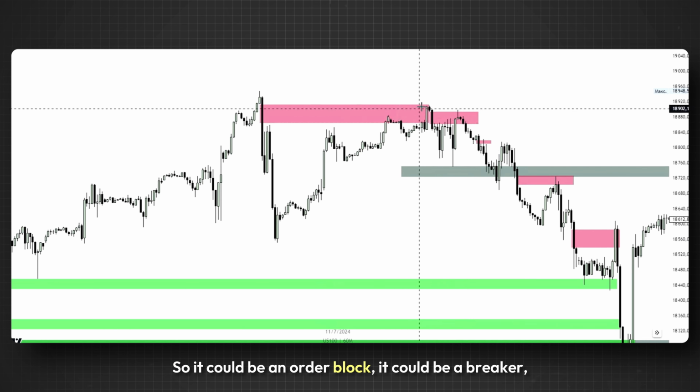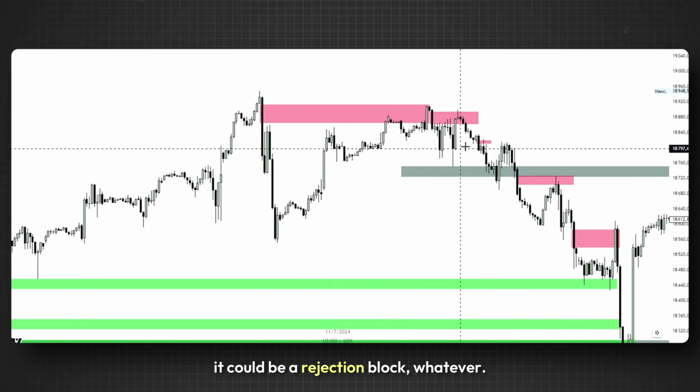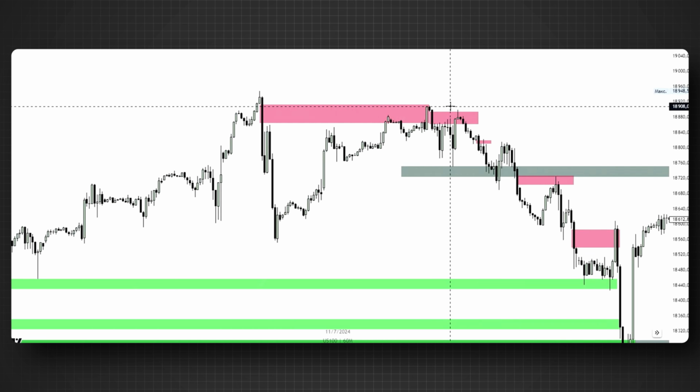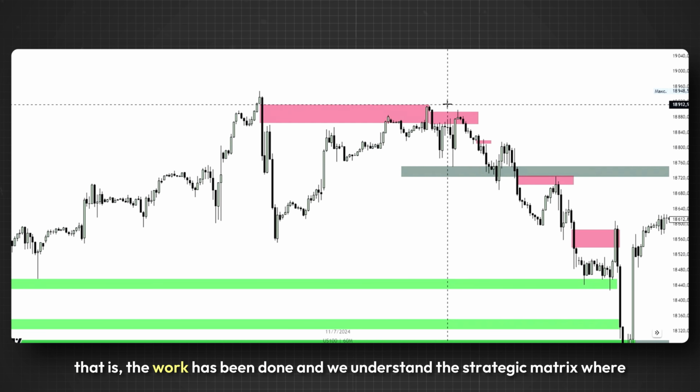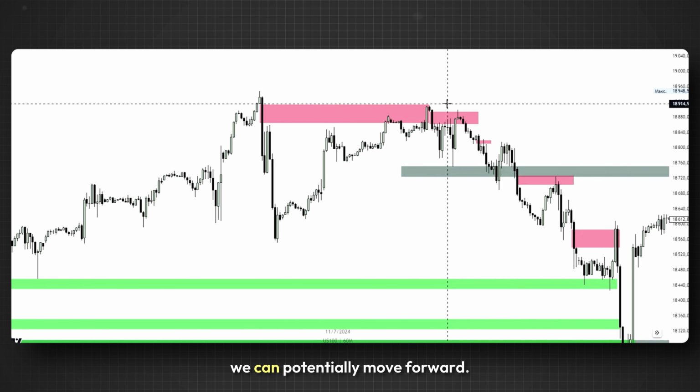So it could be an order block, it could be a breaker, it could be a rejection block, whatever. That is, at the moment when the rebalancing has been done, that is, the work has been done, and we understand the strategic matrix where we can potentially move forward. And this is where the work has been done completely. And there are some additional confirmations here.